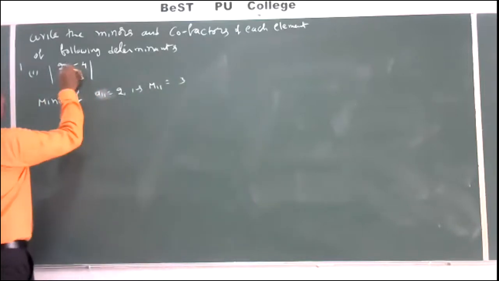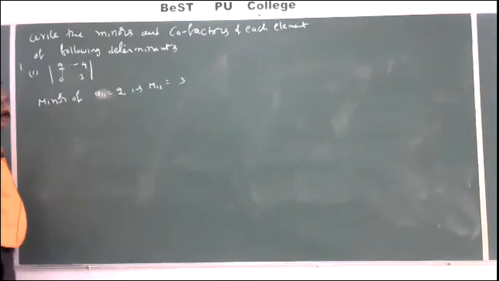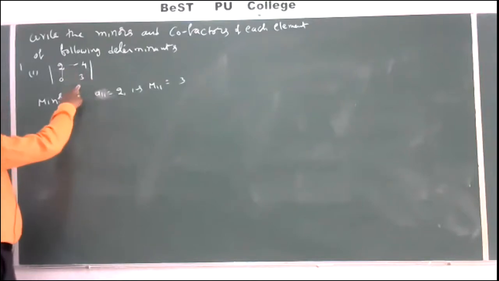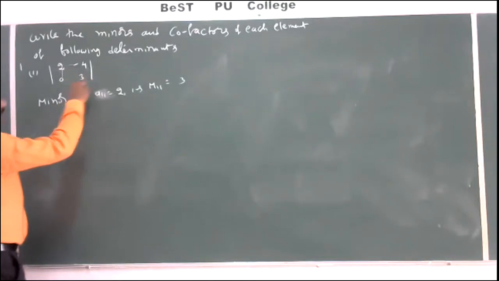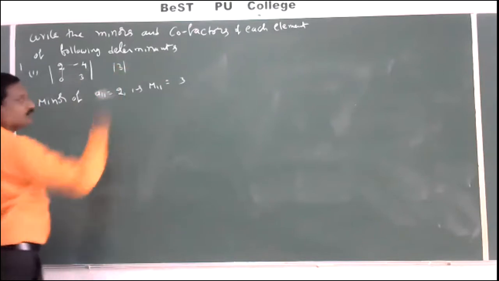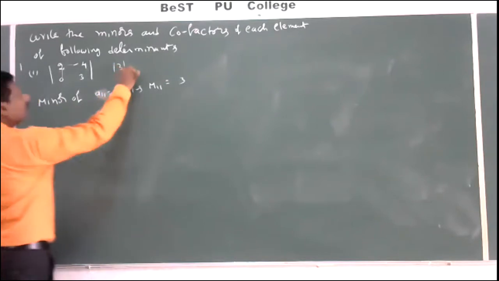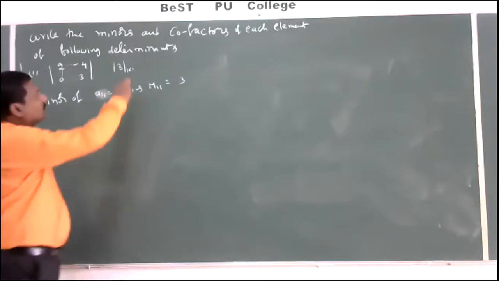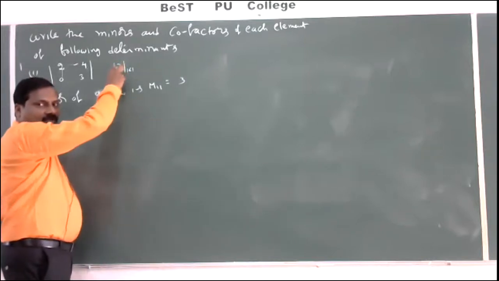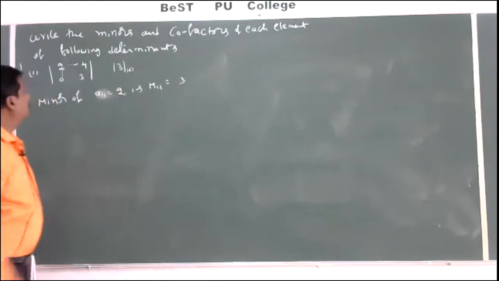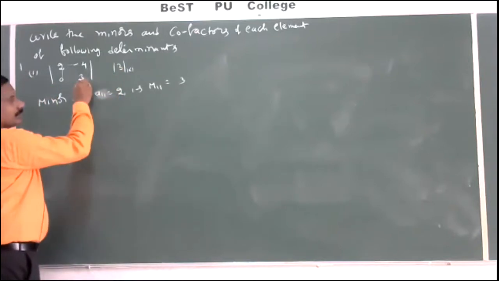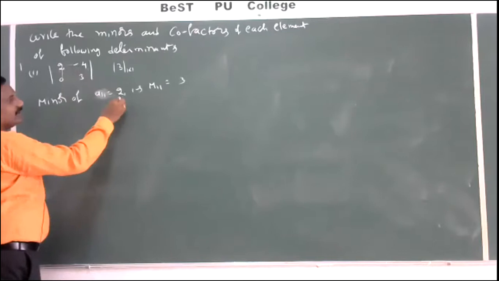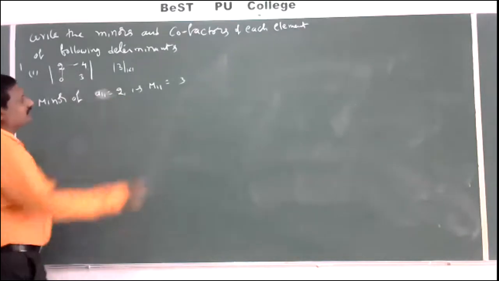Here we are leaving this row and column to write the determinant of the remaining submatrix. What is the remaining submatrix? Only a single element, 1 by 1. We already discussed the 1 by 1 matrix: the determinant is directly that element. Here the minor of a11 equal to 2 is M11, that is equal to 3.